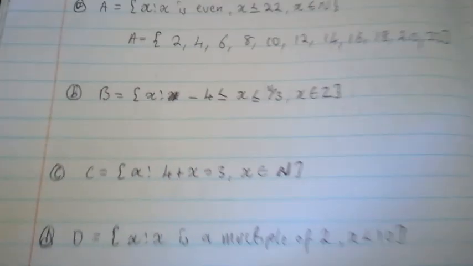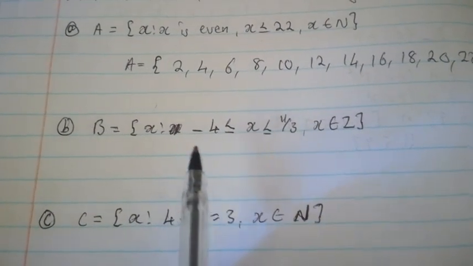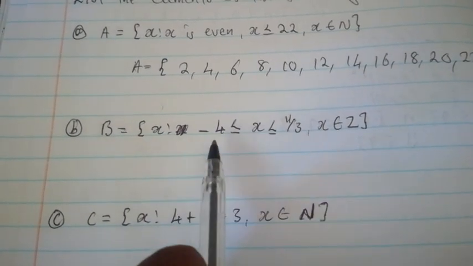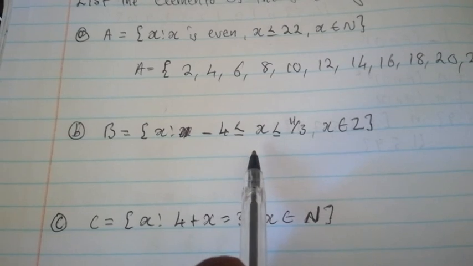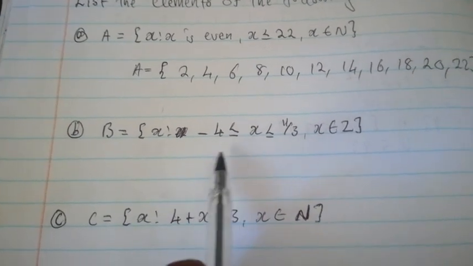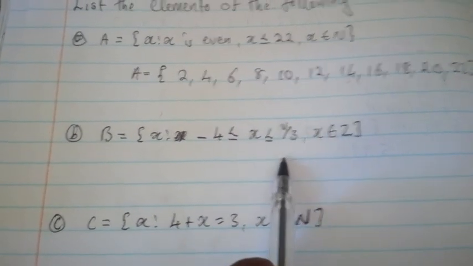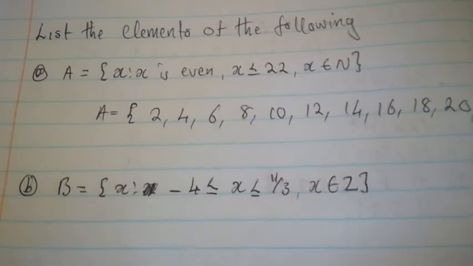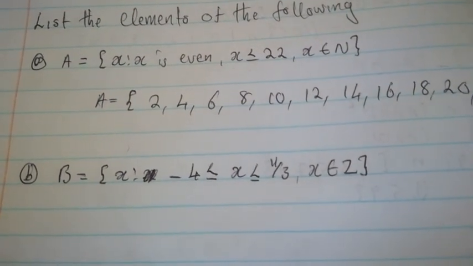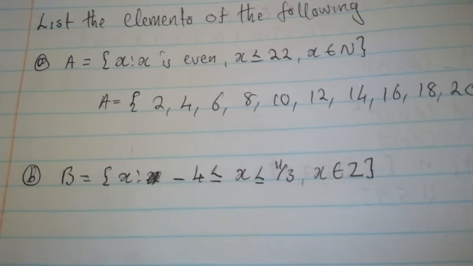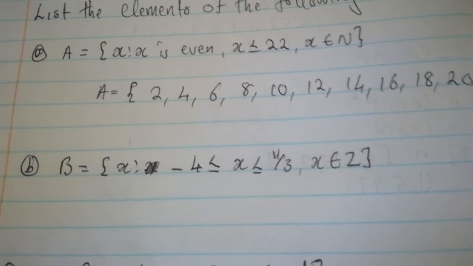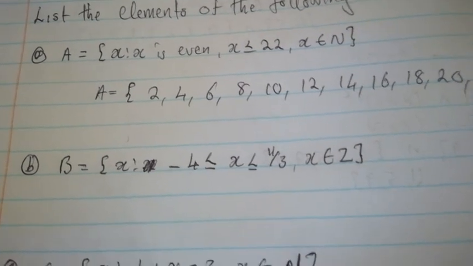We'll go to the next one. We're told that set B is given in this set builder notation: x is such that x is greater than or equal to -4 but less than or equal to 11/3, and x is an integer. So what is an integer? An integer is simply the numbers that you see on a number line, both positive and negative whole numbers, but they don't include fractions and decimals.